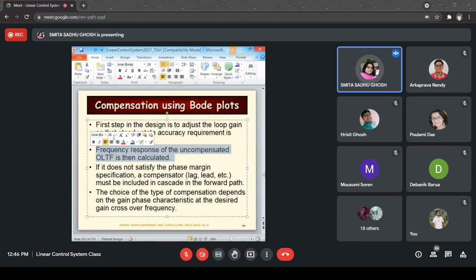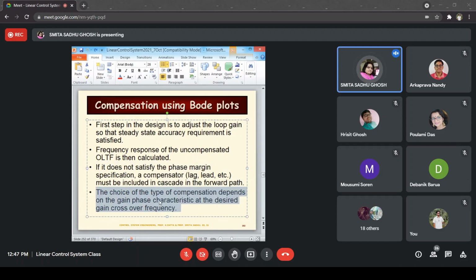Next, once the transfer function is known, the frequency response of the uncompensated open loop transfer function is calculated. Now if the requirement, that is the phase margin specification, is not met, a compensator, maybe a lag compensator or a lead compensator, must be included in cascade in the forward path. Here we are limiting our discussion to only cascade compensation, meaning we assume that the compensator is only in the forward path. So if the phase margin specification is not met, we would need to design a compensator to attain the objective.